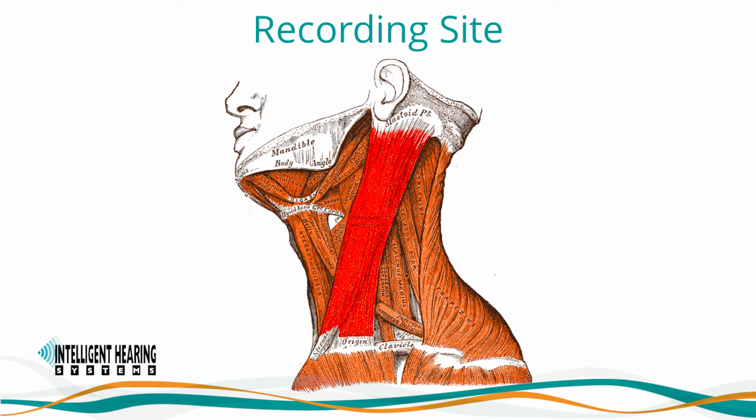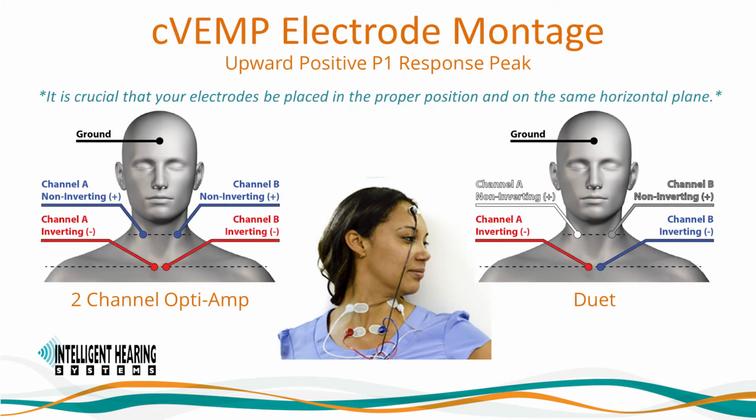The cVEMP recording site is the sternocleidomastoid, or SCM, as shown here. It may be difficult to identify the muscle on certain patients, but it is critical that identification of the muscle be as precise as possible in order to ensure the best quality data. To begin cVEMP testing, using a skin prep pad, prep each electrode site and then pat the area thoroughly dry with a paper towel before electrode placement.